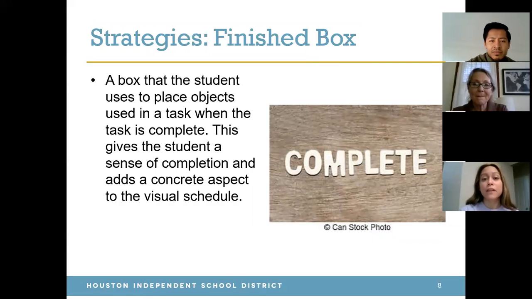So a finished box, a box that the student uses to place objects used in a task when the task is completed. This gives them a sense of completion. So you just get any type of box. It could be a shoe box. It could be just a box they can put their work in, and that way it shows it's completed and they don't have to worry about it, and they can move on to the next task.